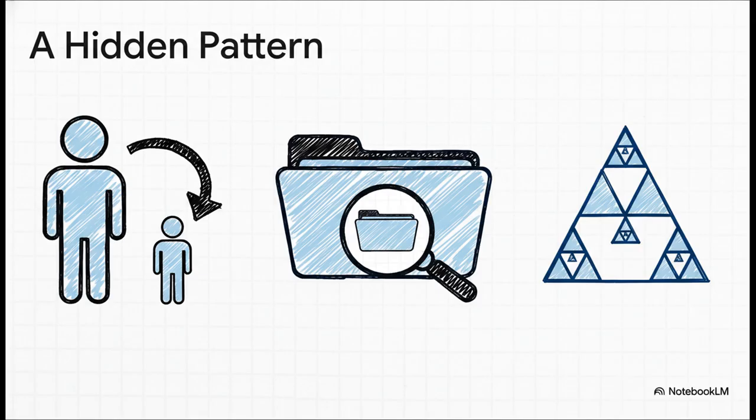A person has parents who are also people. A computer folder can hold files, but it can also hold other folders. And a fractal, well, that's the most obvious one. It's a big shape made up of tiny, perfect copies of itself.